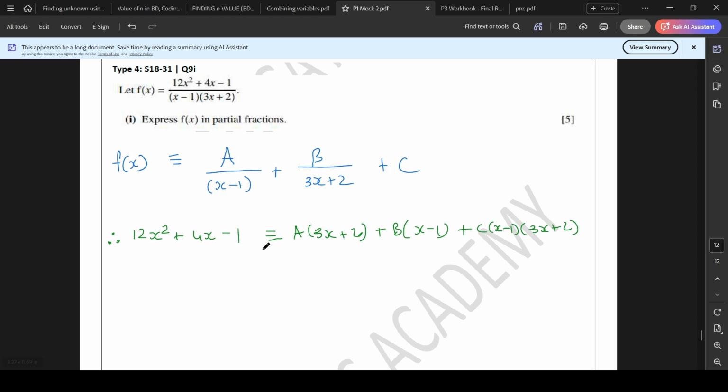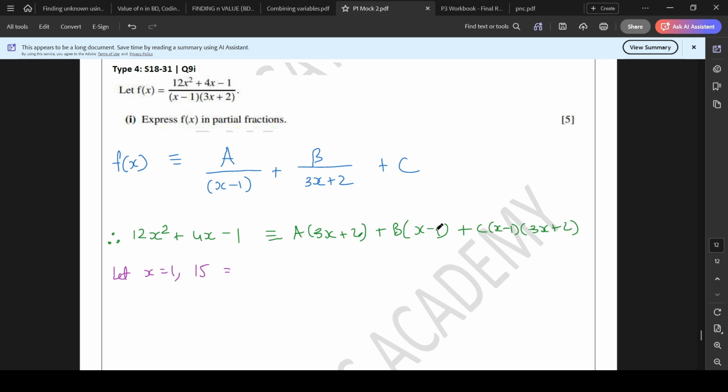Now, from here, you can use the let method to find out the values of A, B, C. You can use the comparison method. You can use whatever technique suits you the best. For me, I'm going to say let x is equal to 1. So on the left side, I'm going to have 12 plus 4, which is 16. 16 minus 1 is 15.